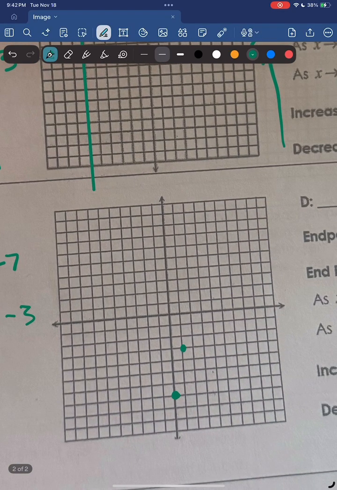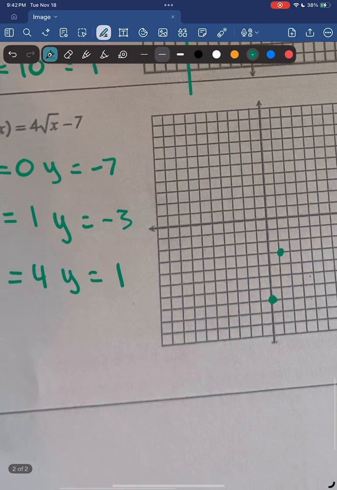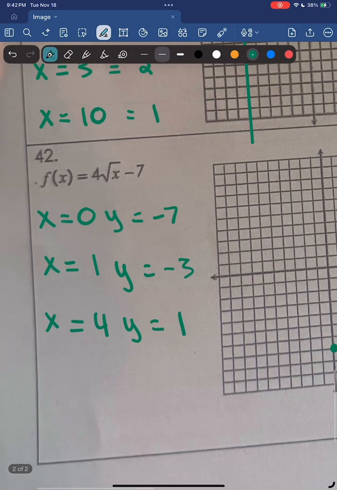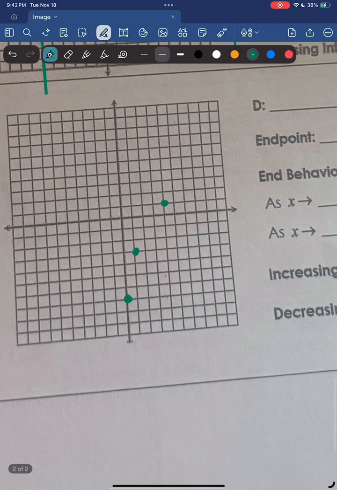Now we can plug in another easy one, which would be 4, right? Because we know what the square root of 4 is. So square root of 4 would be 2. 2 times 4 is 8. 8 minus 7 is 1. So we have 4, 1, 2, 3, 4, positive 1. And we'll do one more point for the love of the game. x is going to be equal to 9. And the square root of 9 is 3, times 4 is 12. 12 minus 7 is 5. So we have 9 comma 5. And this line will keep going forever, right?